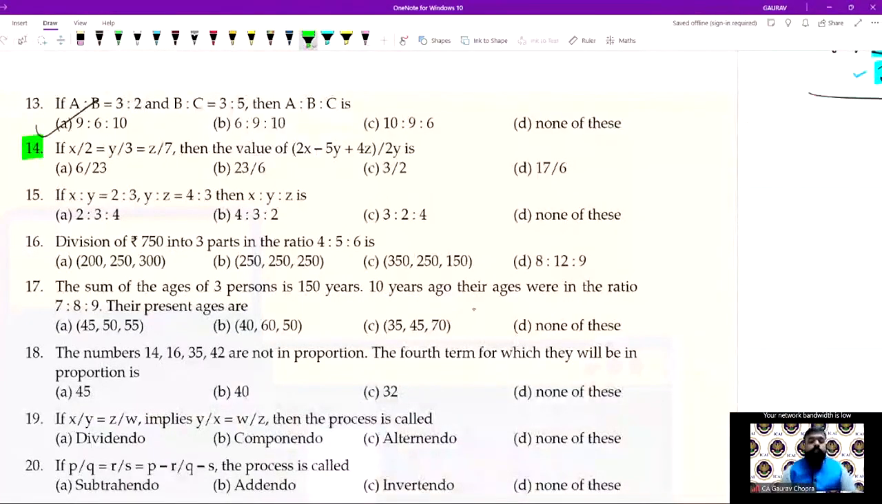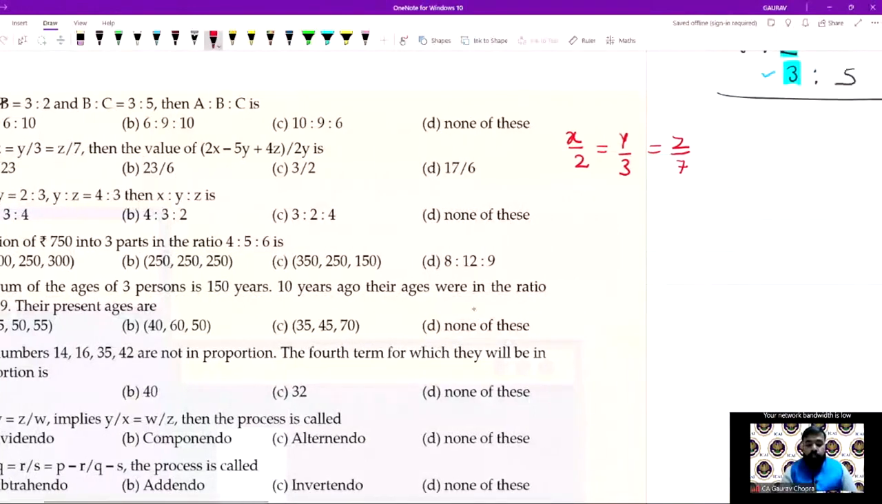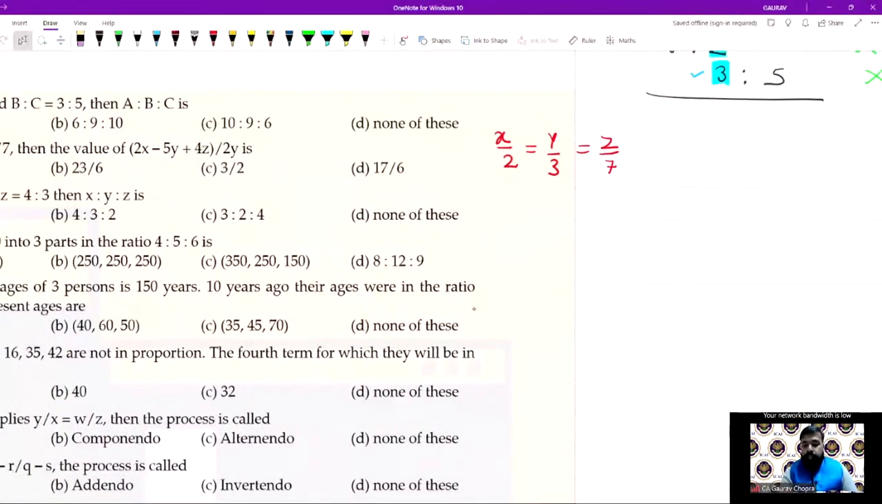Now the 14th one. If x by 2 is equal to y by 3 is equal to z by 7, then find the value of 2x minus 5y plus 4z. So let us write here. x by 2 equal to y by 3 equal to z by 7. And we have to find out the value of 2x minus 5y plus 4z upon 2y.